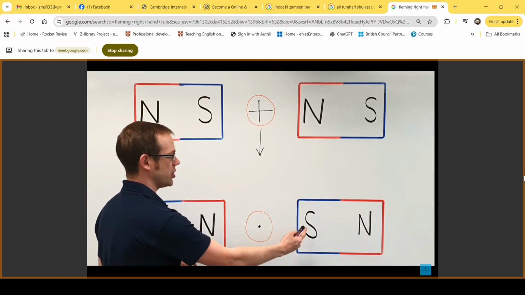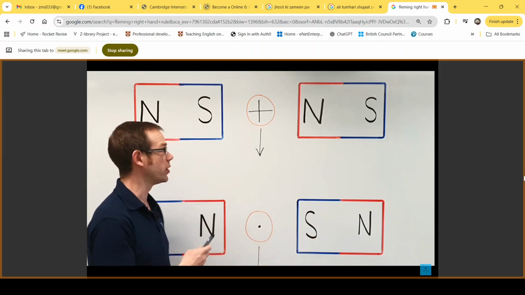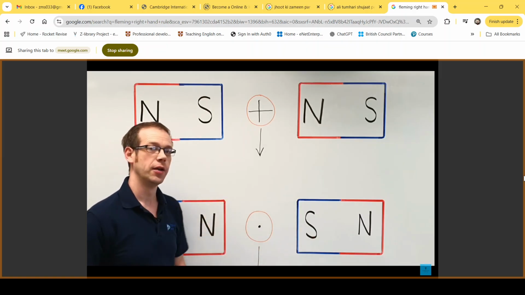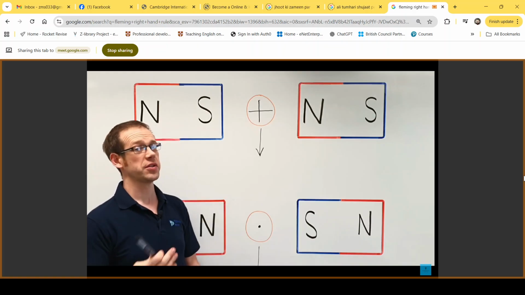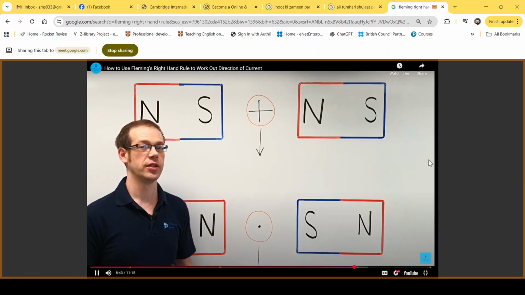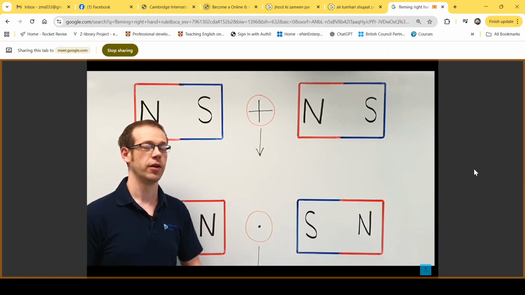So you can see that by changing the direction of the magnetic field around, we've changed the direction of the current flow. What do you think is going to happen when we change the direction of the motion of the conductors? Well, we'll have a look at that next.